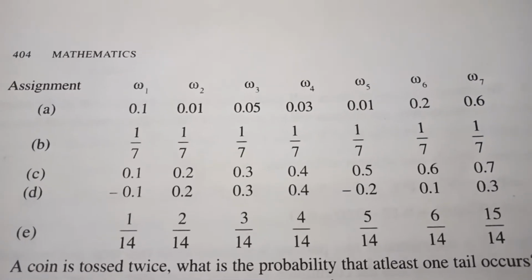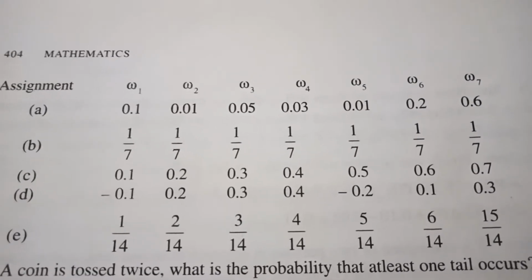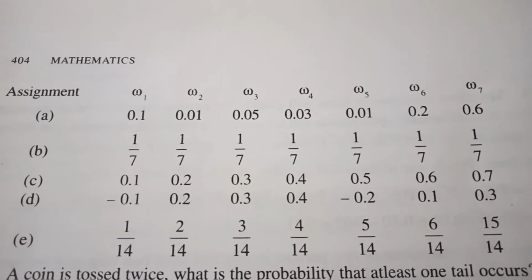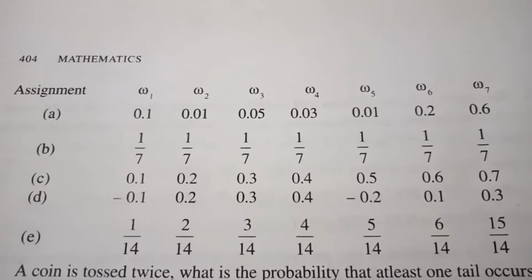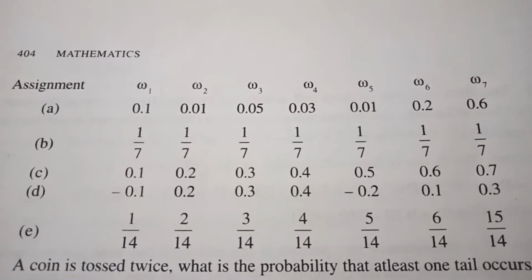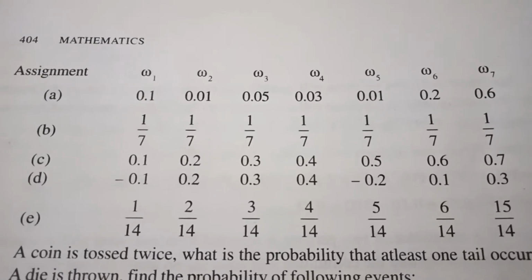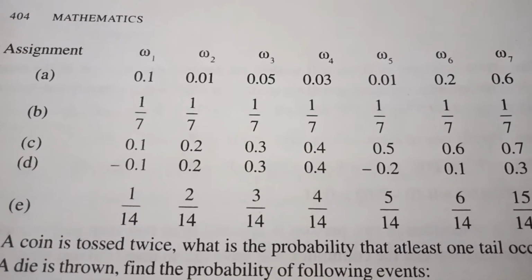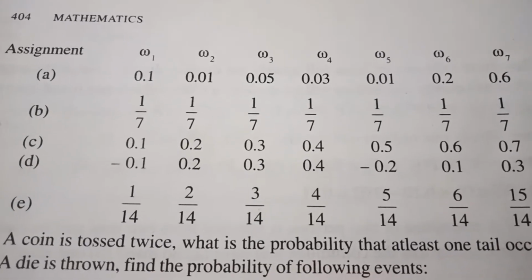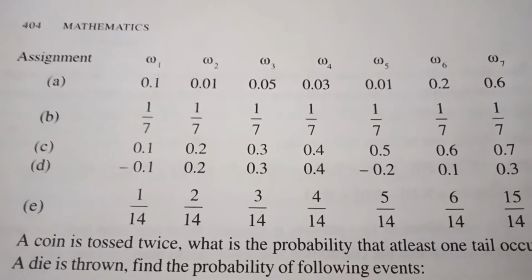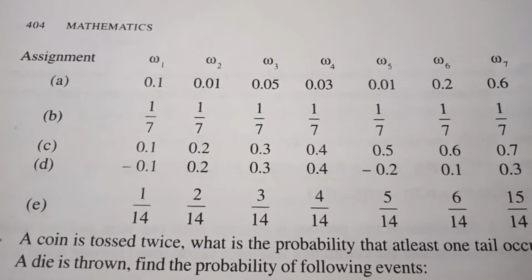No, this is not valid. The first condition is satisfied but not the second one, because for the second one, the addition of all 7 numbers comes to more than 1. So assignment number C is invalid. Coming to assignment number D.